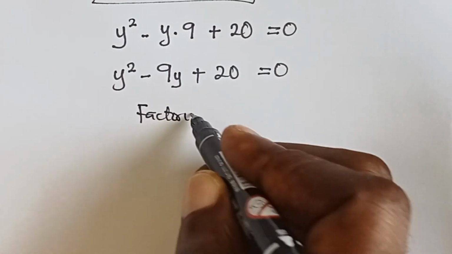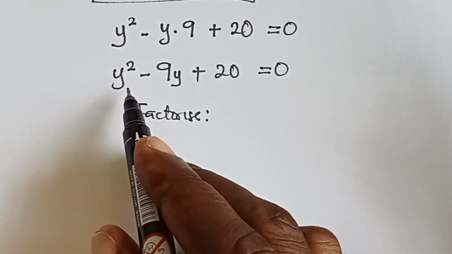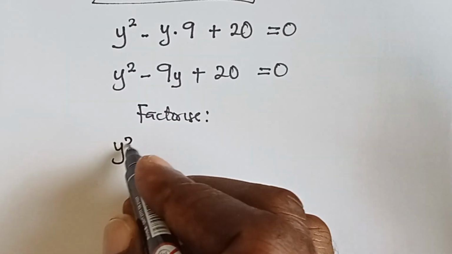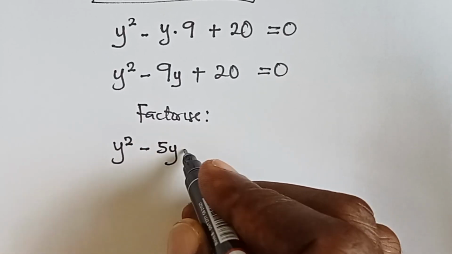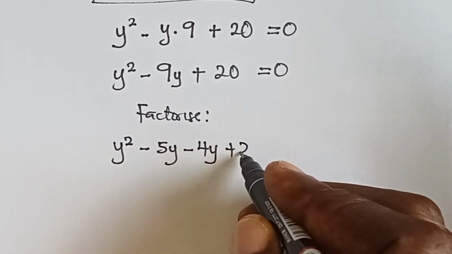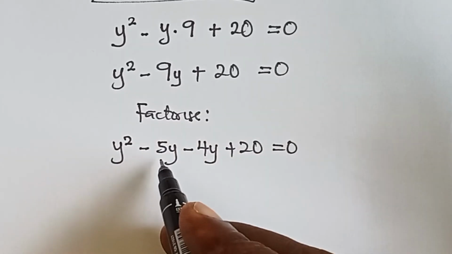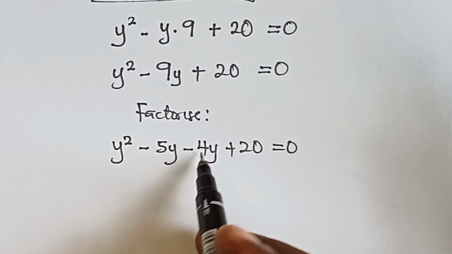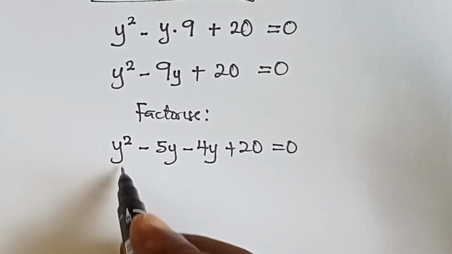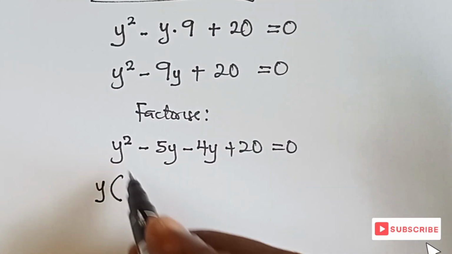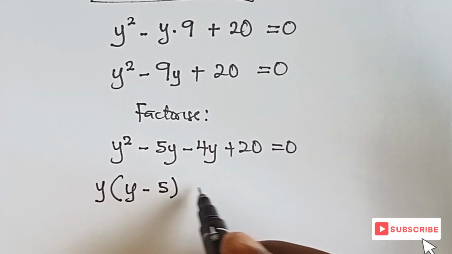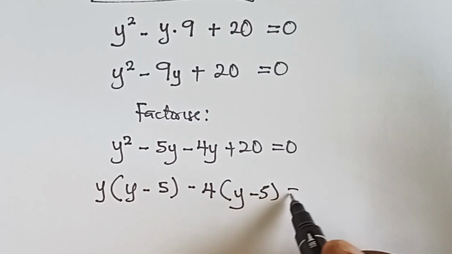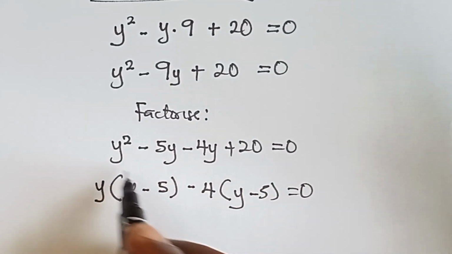Let's factorize y squared minus 9y plus 20 equals 0. So we have minus 5y minus 4y plus 20 equals 0, because minus 5 minus 4 gives us minus 9, and minus 5 times minus 4 gives us plus 20. What is common? Y is common, so we have y minus 5. Here, 4 is common, so we have y minus 5 equals 0. By the time you open this bracket, you have this.